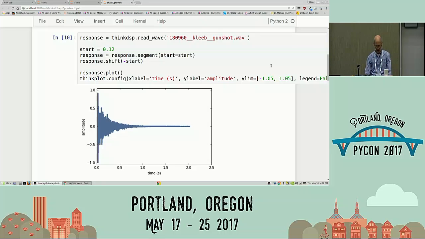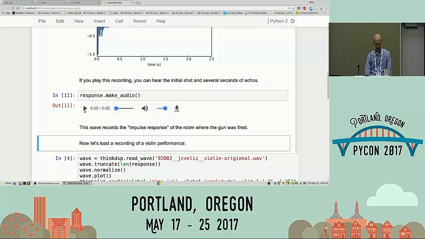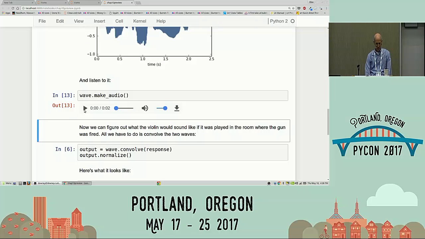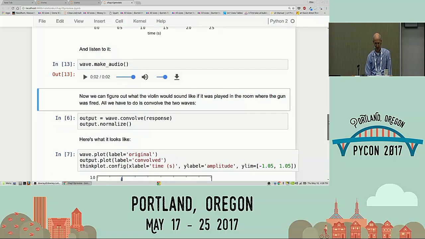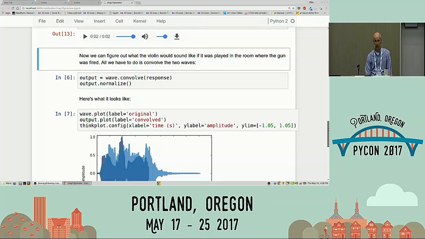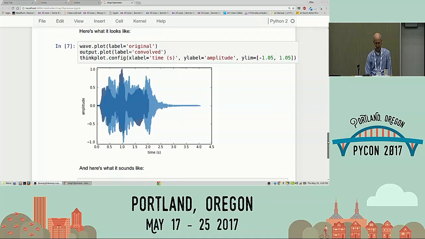So here's the theory. I've got this gunshot. If I play the gunshot, it sounds like a loud sudden noise in an echoey room. If you play the violin recording, it just sounds like a violin recording in kind of an ordinary sounding room. And now the magic operation that we're performing here is convolution. I'm going to explain what convolution is, so don't worry about it for now other than it's the magic.